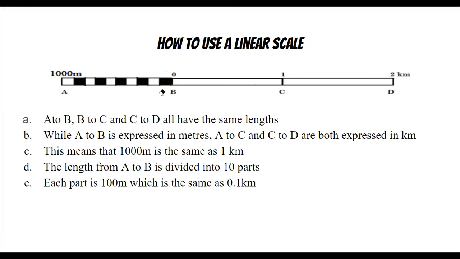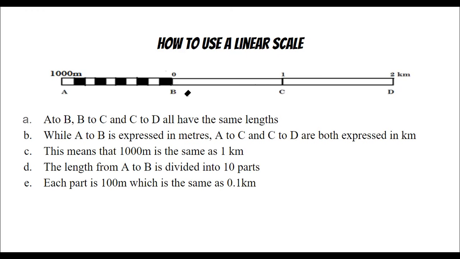From A to B, this part is broken down in fractions. So this 1,000 meter length is broken down into 10 segments or 10 parts. So if we have 1,000 and it's divided into 10 parts, 1,000 divided by 10 gives us 100 meters. So it means that each of these represents 100 meters. This is 100, this is another 100, this is another 100, this is another 100.